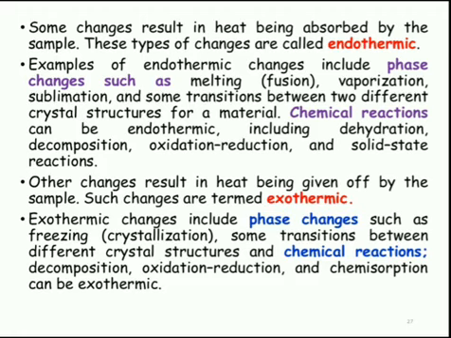Then the other changes result in heat being given off by the sample. That is, heat may be evolved during the reaction. Such changes are termed exothermic. For example, exothermic changes include phase changes such as freezing, that is crystallization, some transitions between different crystal structures, and chemical reactions like decomposition, oxidation, reduction, and chemisorption can be exothermic.